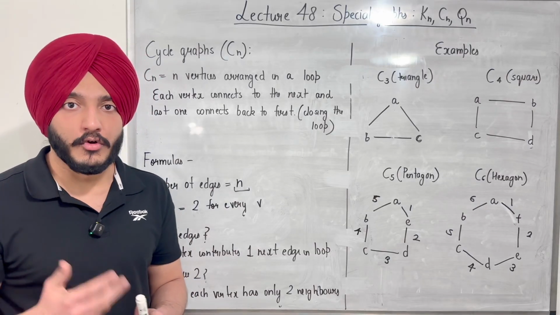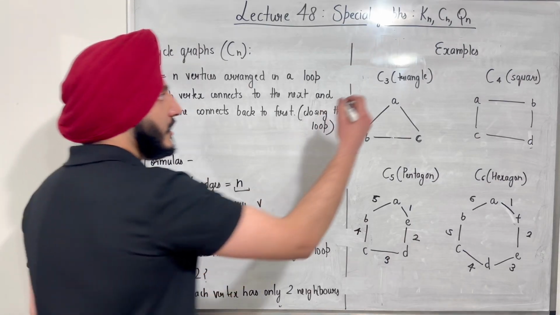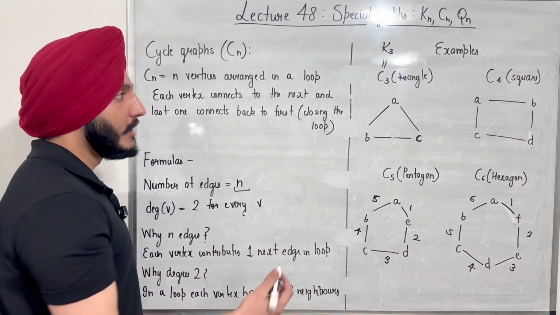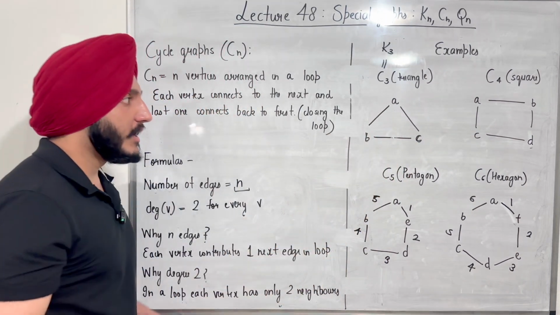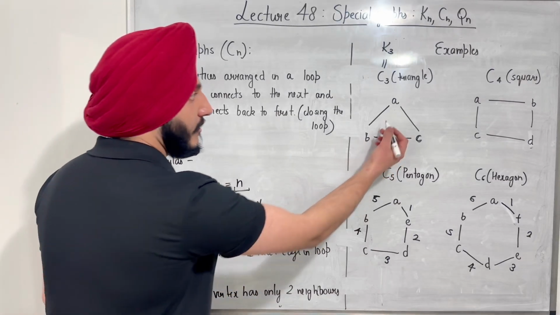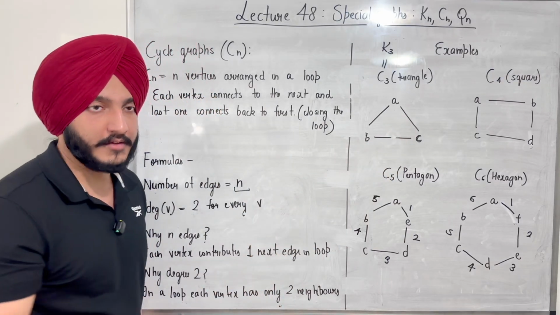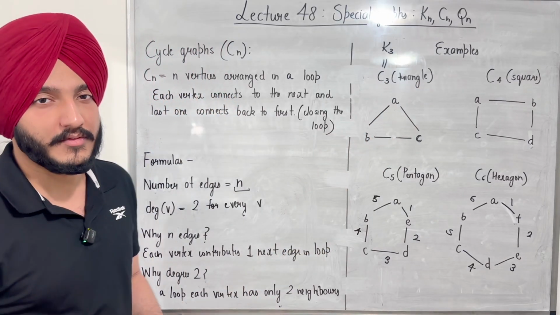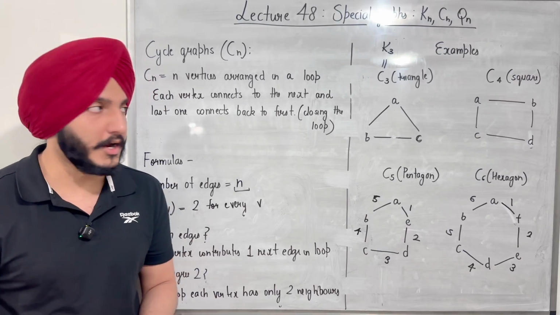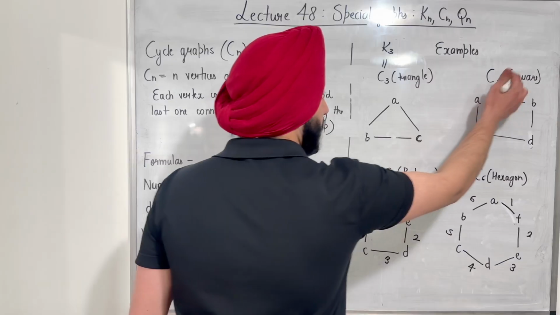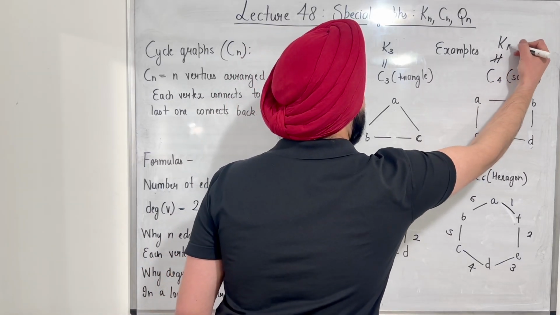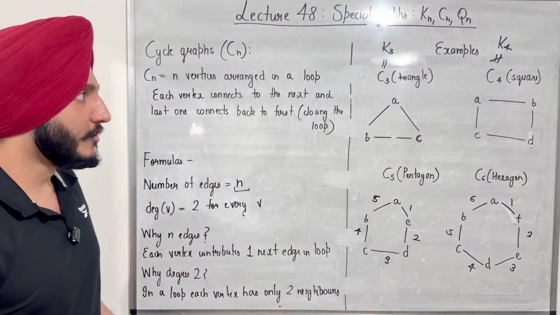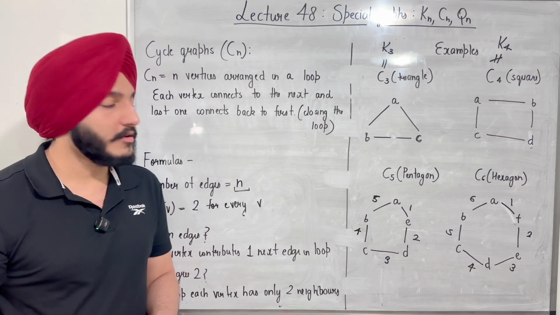Let me quickly explain one more concept. C3 is also equal to K3. The reason is very simple: K3 is a complete graph, and a triangle is also a complete graph. Every single vertex is connected to every other vertex. So a triangle is both a cycle graph and a complete graph. This is a very basic concept that you should keep in your mind. But C4 is not equal to K4, because we have not connected AD and we have not connected BC. I hope you were able to understand. Now let's move on to the next topic.